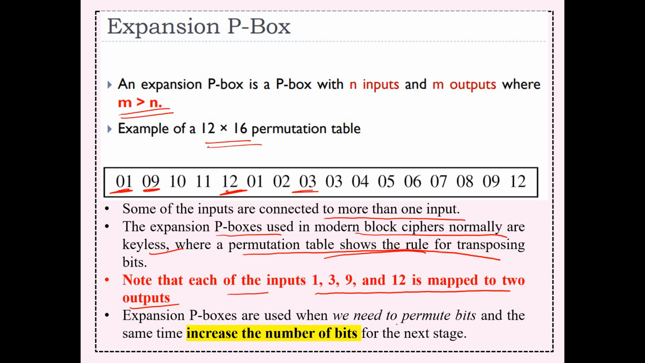Expansion P-boxes are used when we need to permute bits and increase the number of bits which are required. You will soon find the importance of this statement. It's very, very important at times to make these changes happen, because it's not always possible to arrange that much memory space to allocate that many bits. So that's why we can shrink it into a smaller dimension. Alright. So that's why we are actually using this. Right.